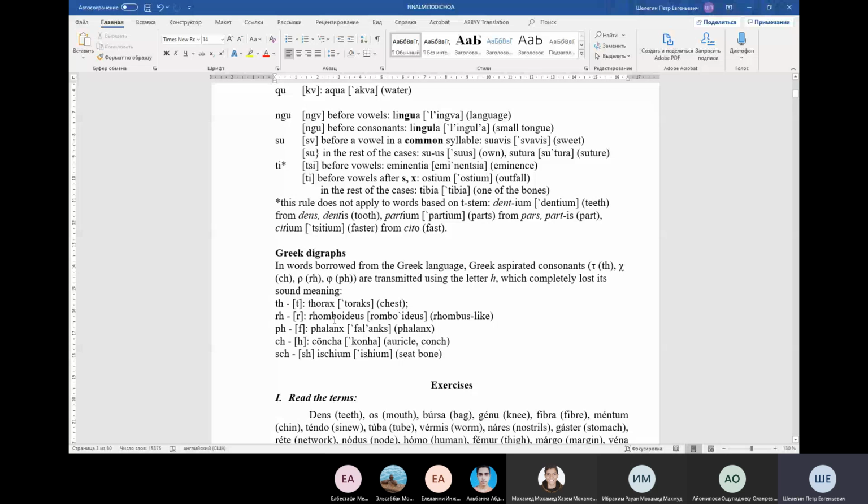The second is rh, pronounced like r. The rhombus-like is rhomboideus. Rhomboideus. Just don't do the e-d-us, there is no soft sound. I-de-us. Rhomboideus. That was nice. And keep the stressing, rhomboideus. Correct.